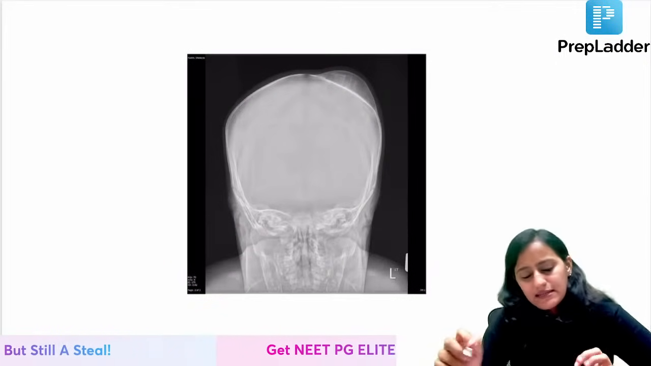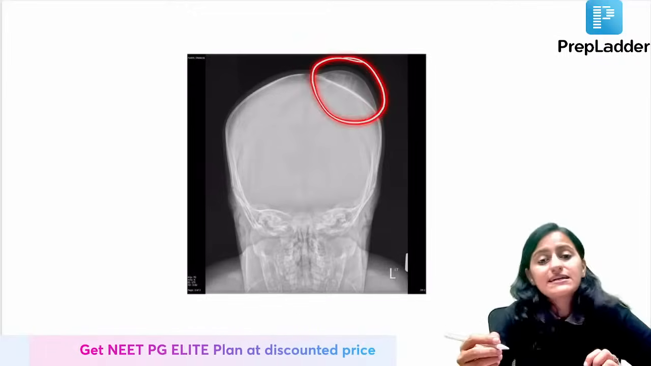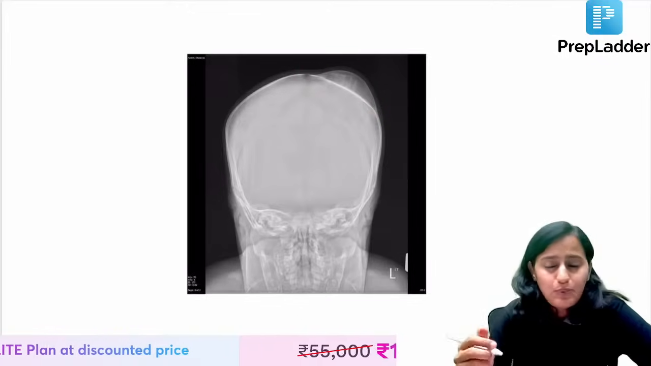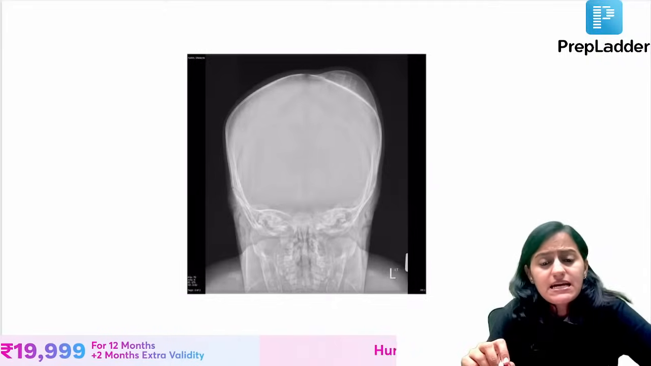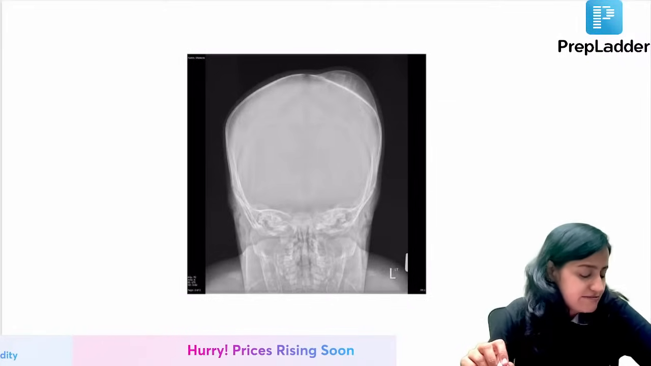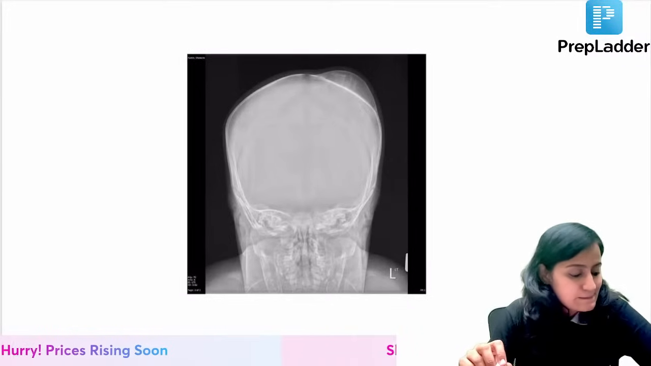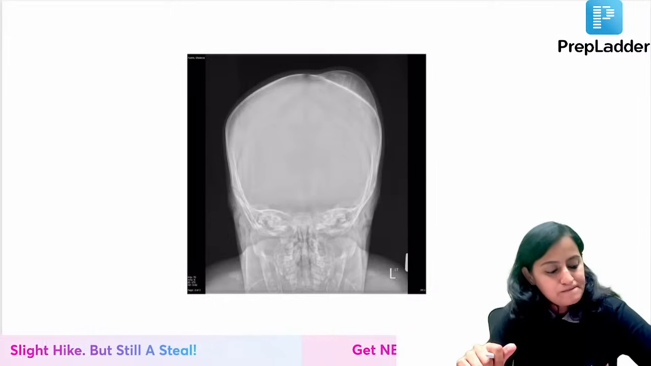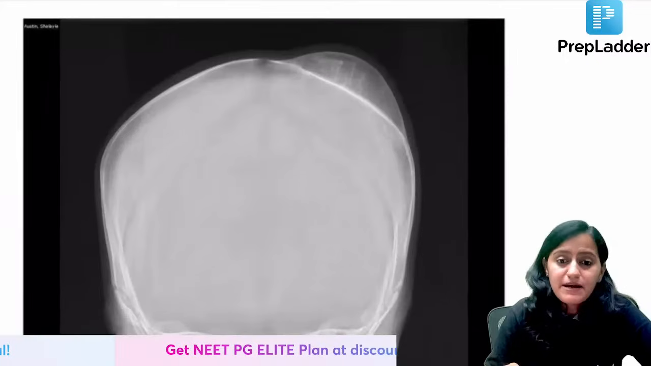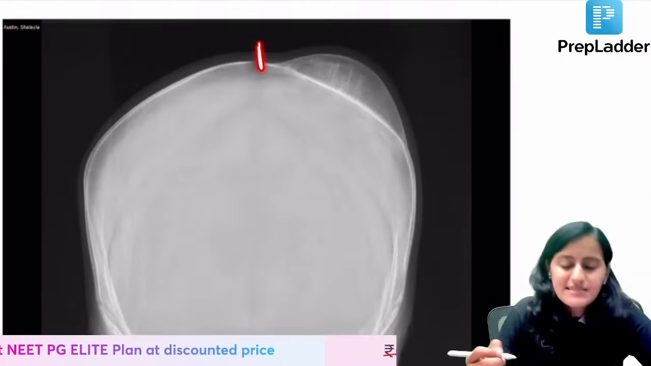Next one. In this image here, is this caput or is this cephal? Right? One of the NEET PG exam questions. Is this caput or is this cephalhematoma? How do you know this is cephalhematoma? It is not crossing the midline.